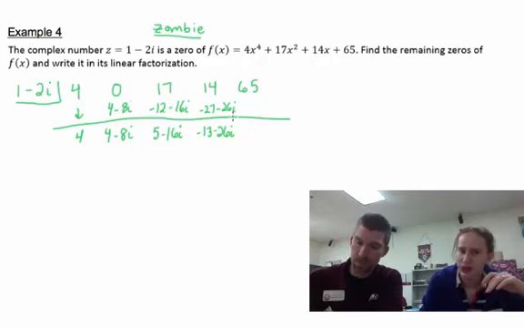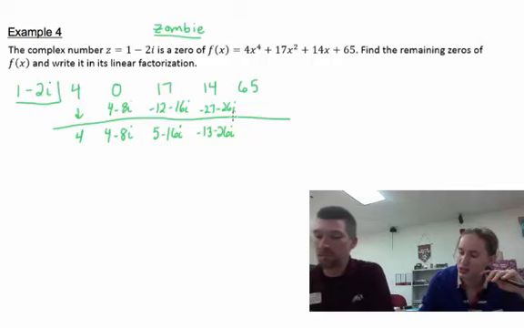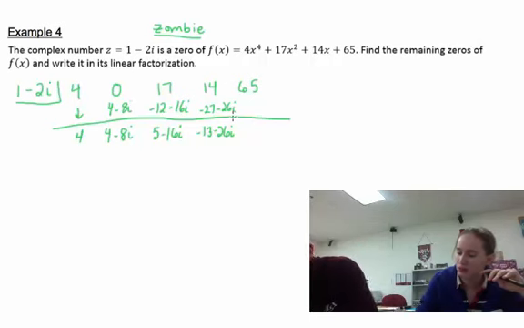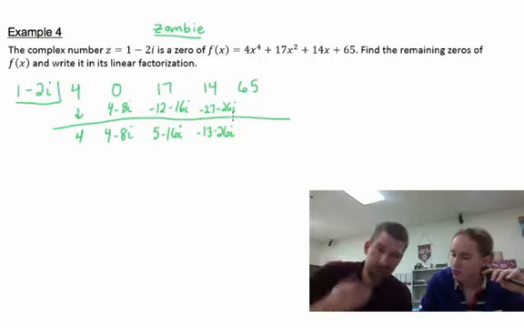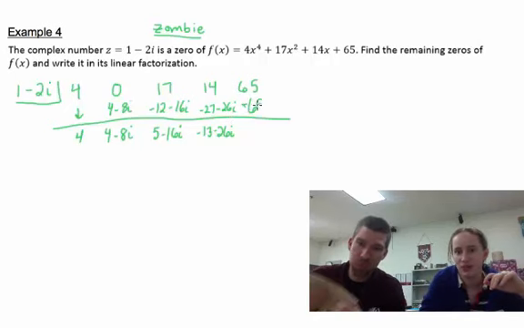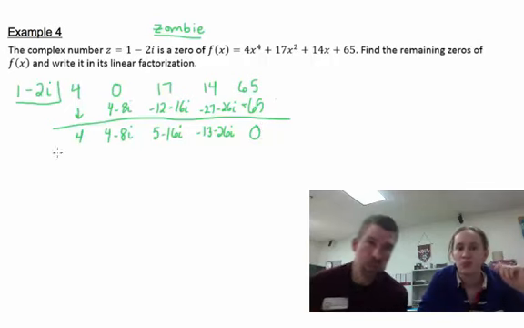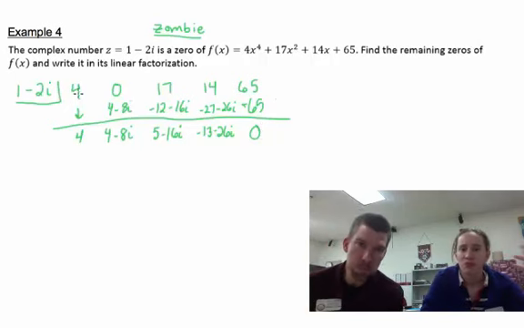Okay, so we add 14. Now we're multiplying again by 1 minus 2i. We're in a bit of a time crunch here because of parent-teacher conferences tonight. Minus 65. Look, it's 0. Now we need to do it with another 0.